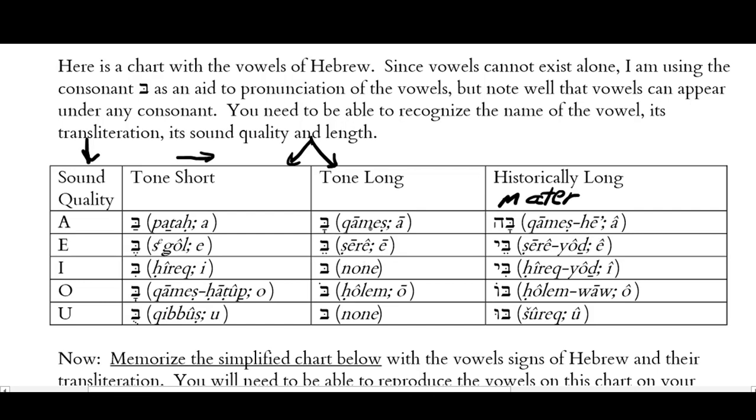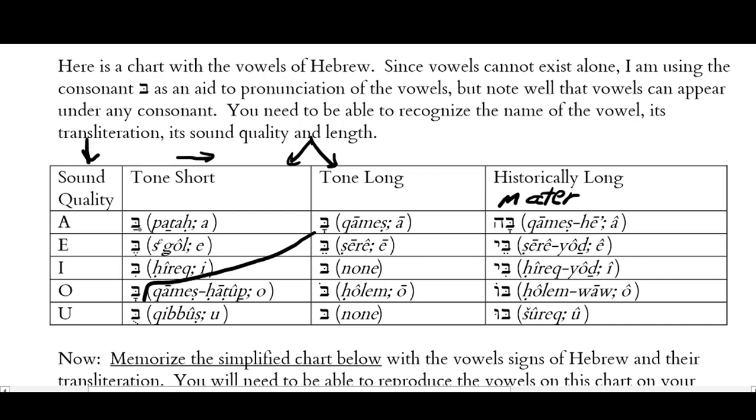The first one is called qamets, and it looks strangely like this vowel, qamets chatuf. They both are the exact same symbol. This is a long A though, and it's pronounced ah, and with the bet, ba. Now you might be saying, well, that sounds like this pathach over here. True enough, but we will pronounce this one longer. Ba, ba. Some people pronounce the pathach as an ah sound.